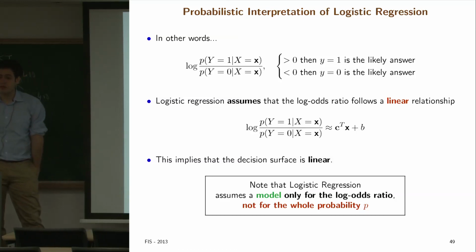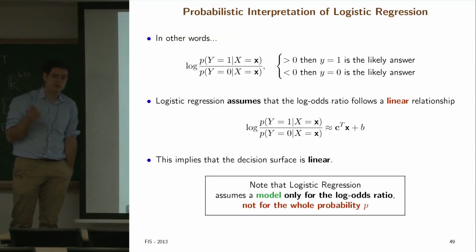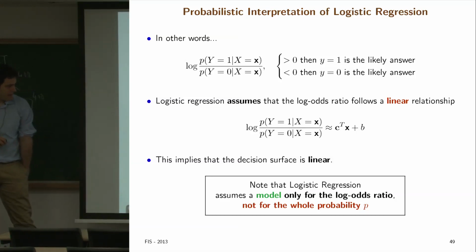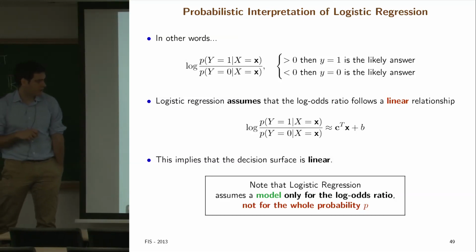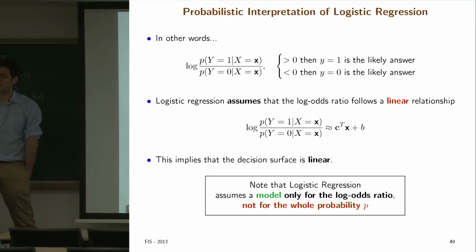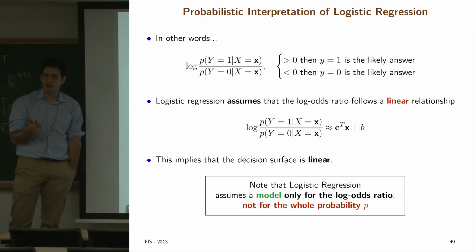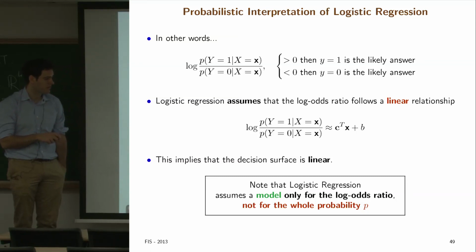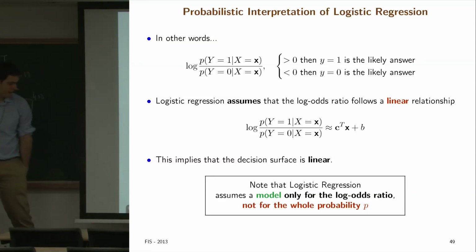Here's an interesting point, which we might discuss again if you follow the pattern recognition course. Here I have assumed that the log odds ratio follows this linear relationship. But I have not assumed anything on the shape of P itself, on the probability P itself. This is an important remark. In terms of modeling, I'm just modeling the ratio. I'm not giving an explicit model for P. Those are two different things.